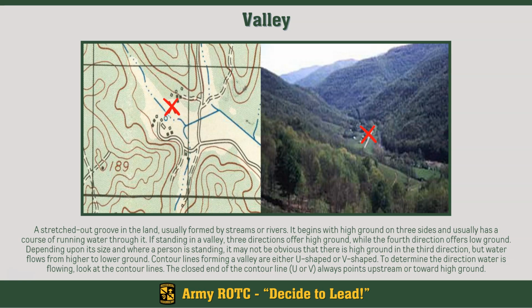Now the closed end of the contour line, whether it's a U or a V, always points upstream or toward high ground. So here, this is the closed end of a contour line, right? It comes to a close right up here. So it's pointing upstream, which means this water is flowing down this way.